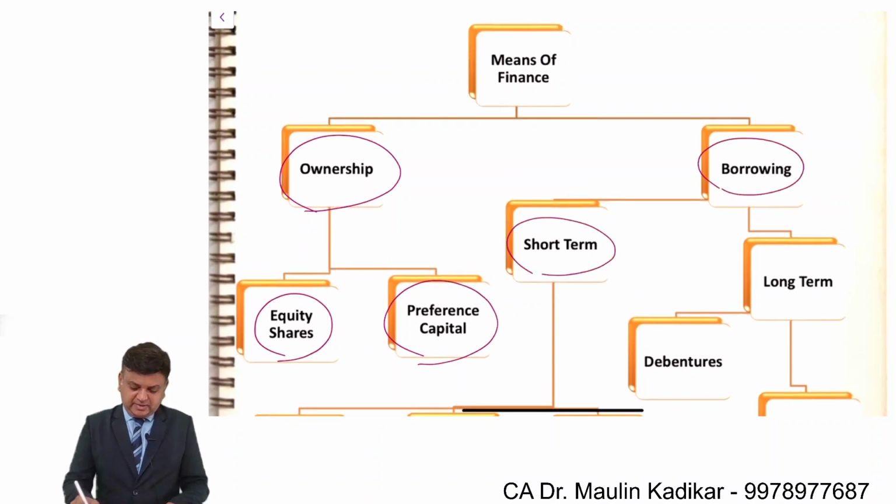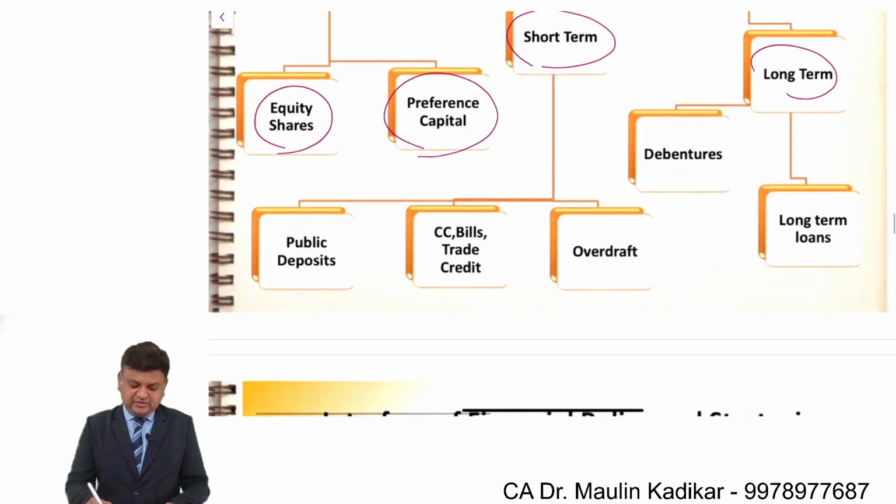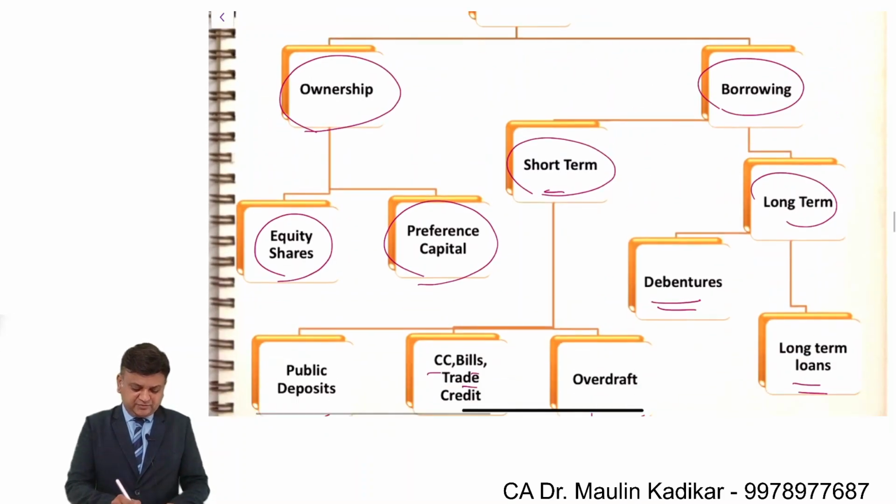Borrowing, in that the short term and long term. In long term we have the debentures and long term loan. In short term, public deposit, cash credit, bills payable, trade credit and overdraft. And further of course the retained earning.